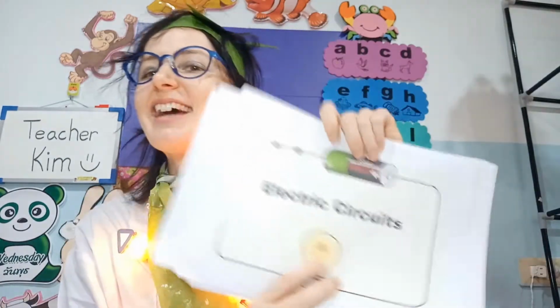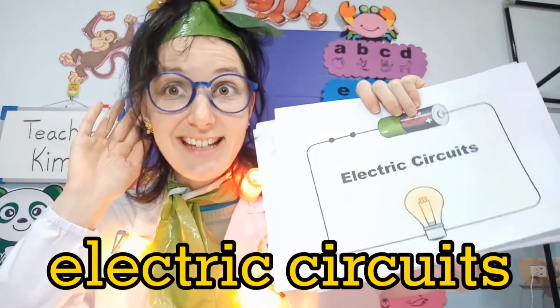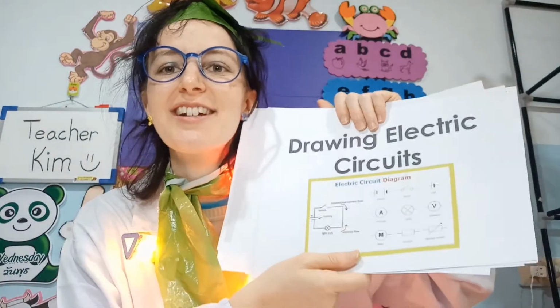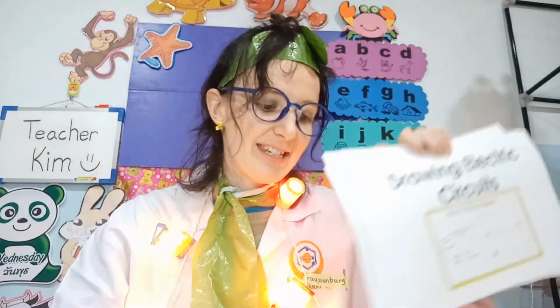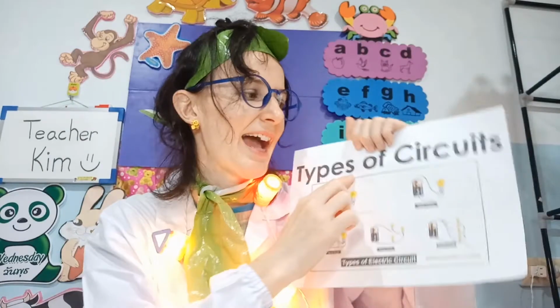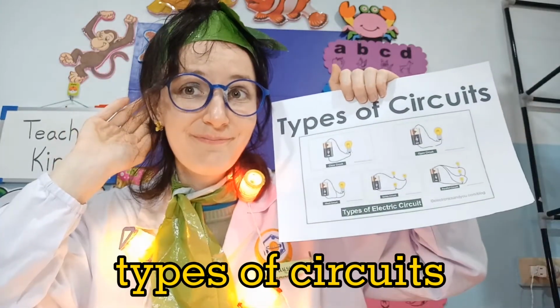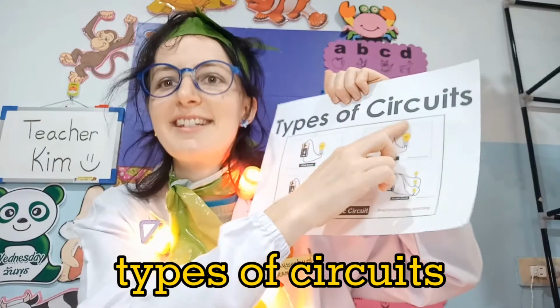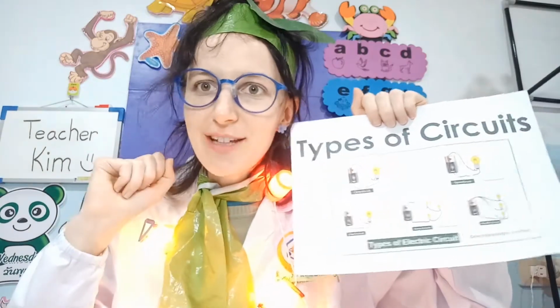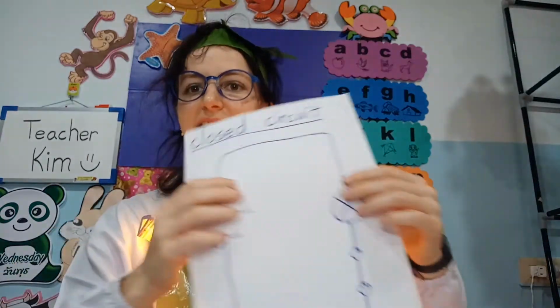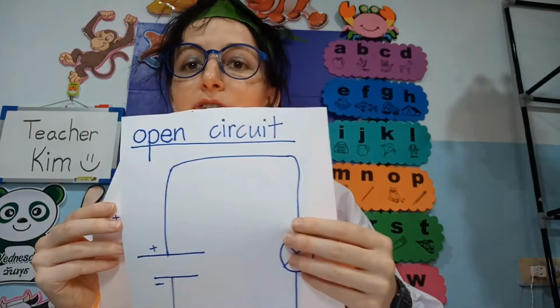We are going to keep learning about electric circuits. Remember, last week we learned about drawing electric circuits. Today we are going to learn about types of circuits. There are different types of circuits, and we have already learned about two of them. One type is a closed circuit, and then we also learned about open circuits.